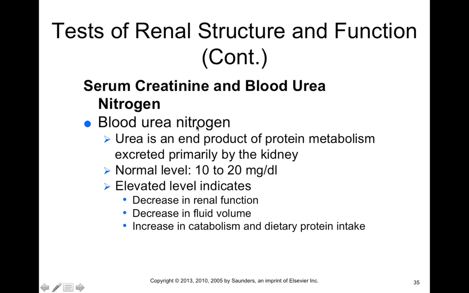Now, blood urea nitrogen is a byproduct of protein metabolism, and normally you should find it within 10 to 20 mg per deciliter. And if it's elevated, this can indicate a decrease in renal function, a decrease in fluid volume, or an increase in dietary protein intake. And this is why blood urea nitrogen is not a super reliable indicator of kidney function, because it's altered by dietary protein intake, but it's something to consider when you're evaluating someone's kidney function.